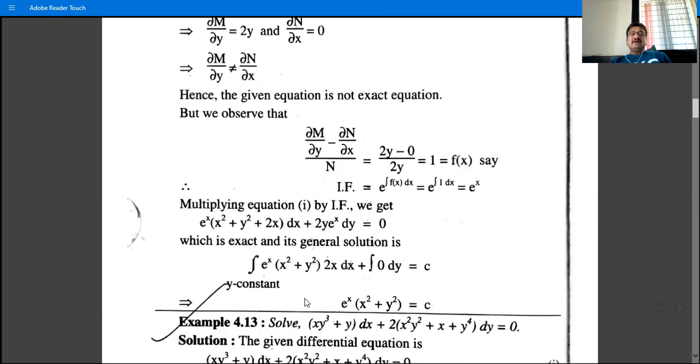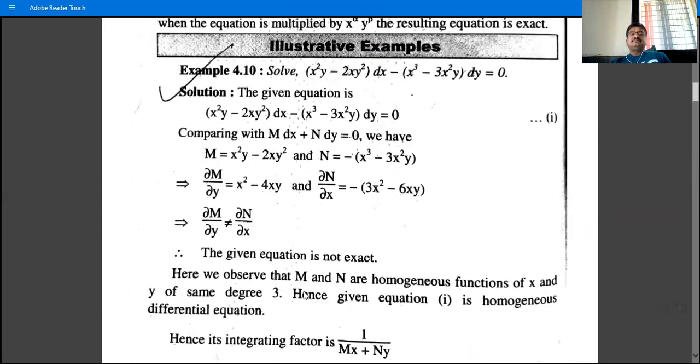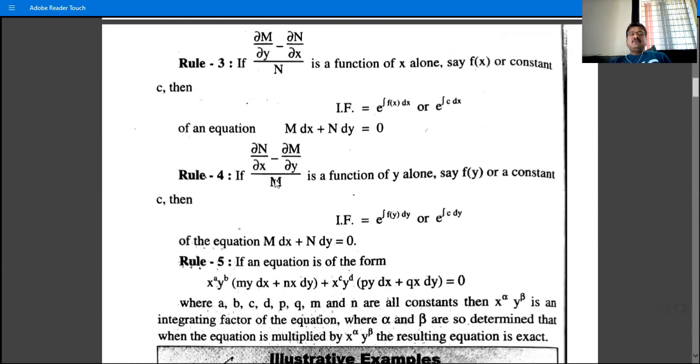So this is the example on rule number 4. Rule number 4: if the given differential equation is not exact, but (∂N/∂x minus ∂M/∂y) divided by M is a function of y alone, that is a pure function of y, or is constant, then the integrating factor is e raised to the integral of f(y) dy, or e raised to the integral of c dy. Either this is equal to a function of y alone or is a constant quantity, then the integrating factor is this.